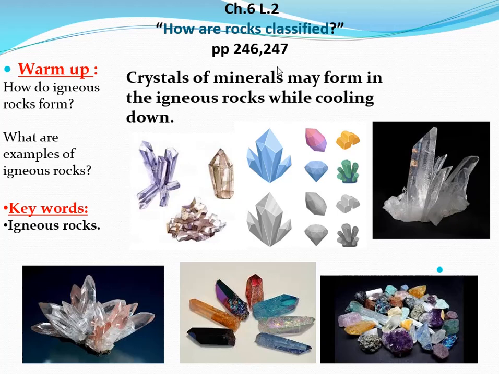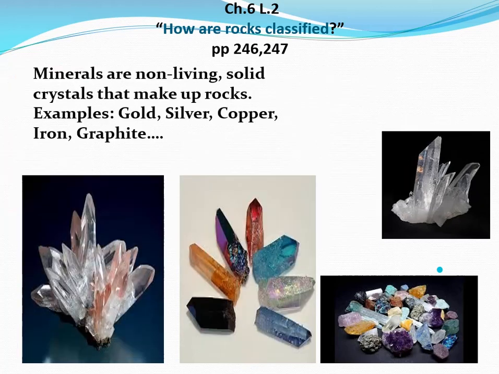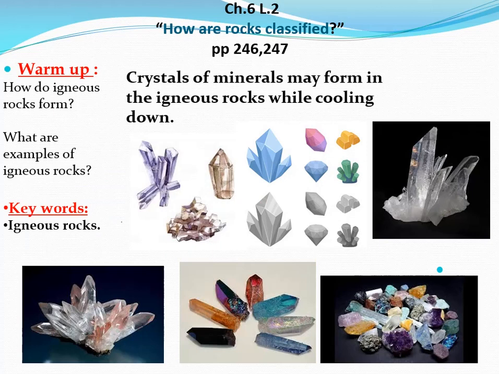What are minerals? Examples that we know. We have many minerals: gold is a mineral, silver, copper, aluminium, iron, graphite. Many examples of minerals. They are found formed in rocks. Those minerals are formed while the igneous rocks are cooling down. Good. This is very good.